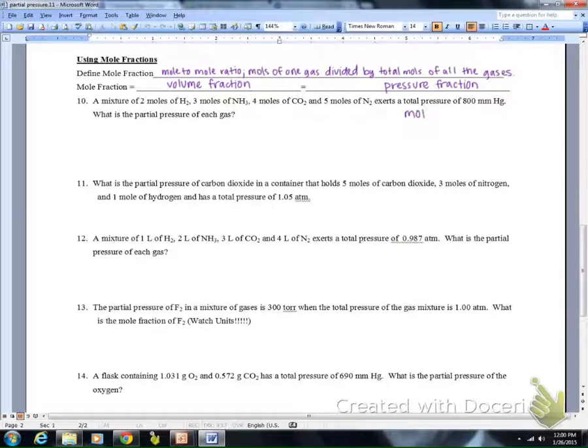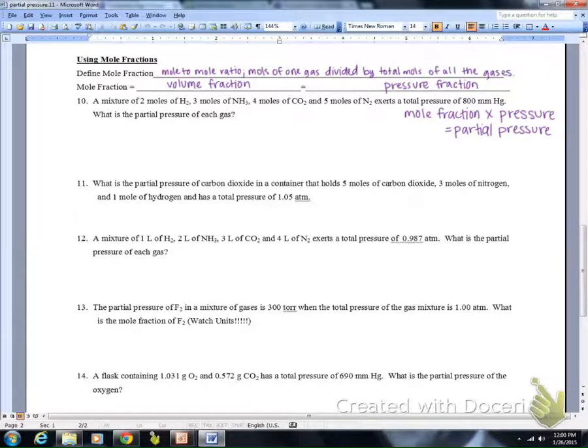I also want you to write this equation down. We know that the mole fraction times the total pressure will equal the partial pressure of the gas in that system. So if I have a mixture of 2 moles of hydrogen, 3 moles of ammonia, 4 moles of carbon dioxide, and 5 moles of nitrogen, and if it exerts a total pressure of 800 millimeters of mercury, what is the partial pressure of each gas?